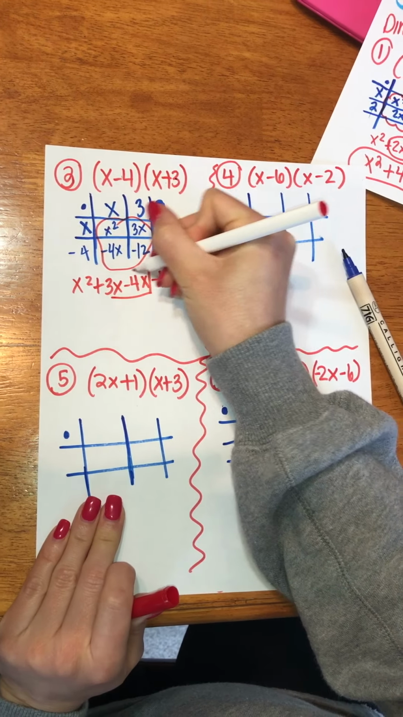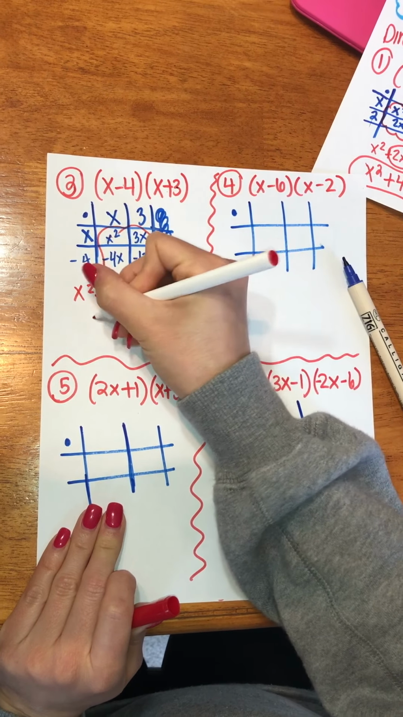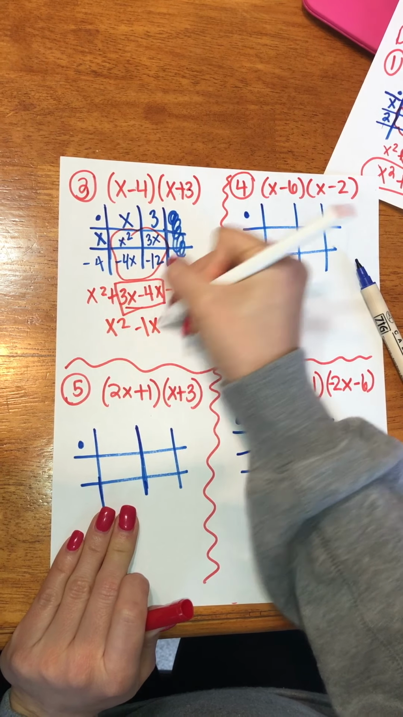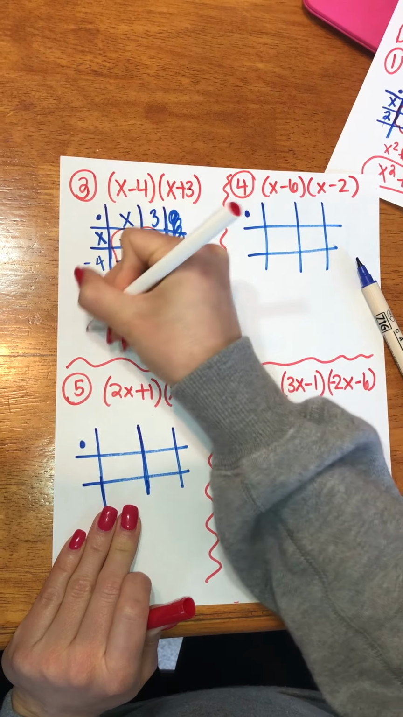Combine your like terms. 3 minus 4 is negative 1. So x squared minus 1x minus 12. Final answer.